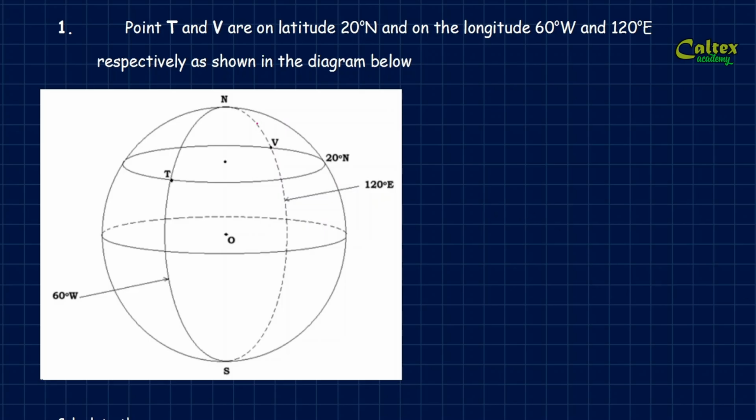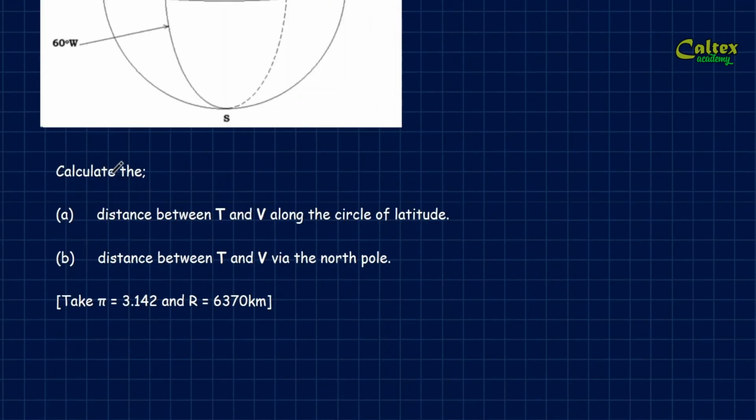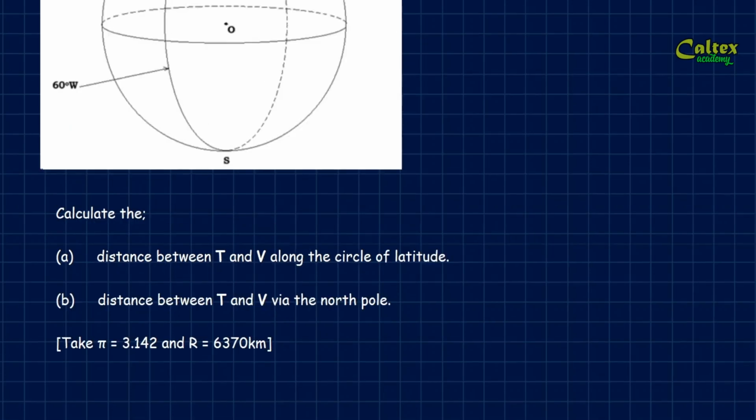And let's check on the question. The question says, calculate, part A, the distance between T and V along the circle of latitude. So here we have the first latitude up there. And part B says, the distance between T and V via the North Pole. And we are advised to take the value of pi as 3.142 and R, the radius of the Earth, as 6,370 kilometers. So how do you tackle these questions?